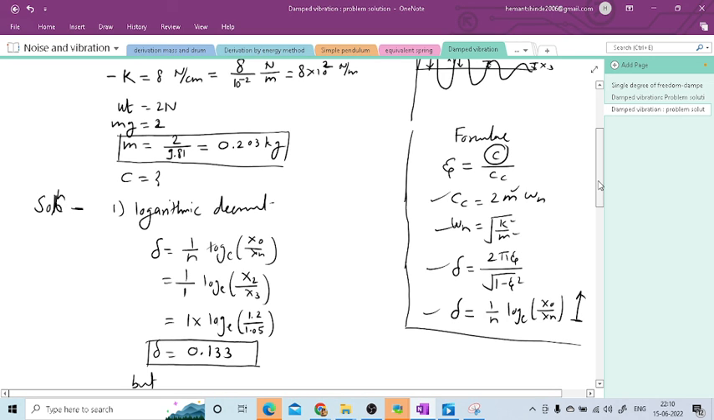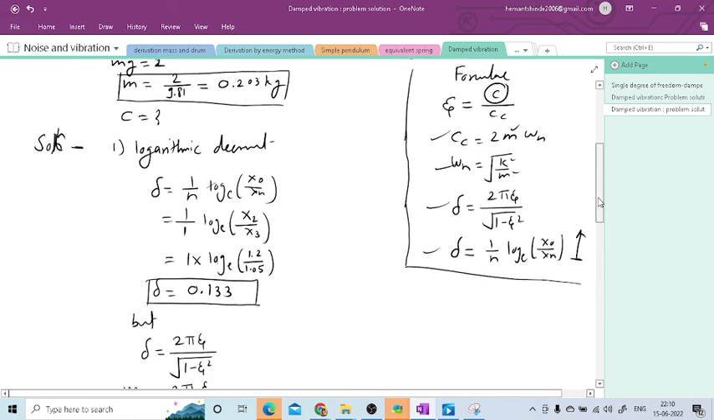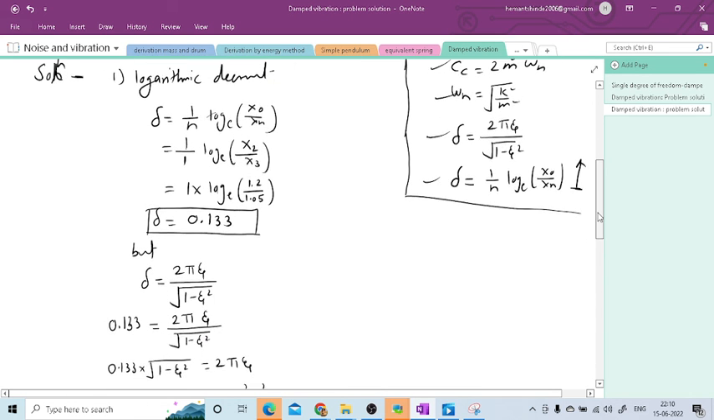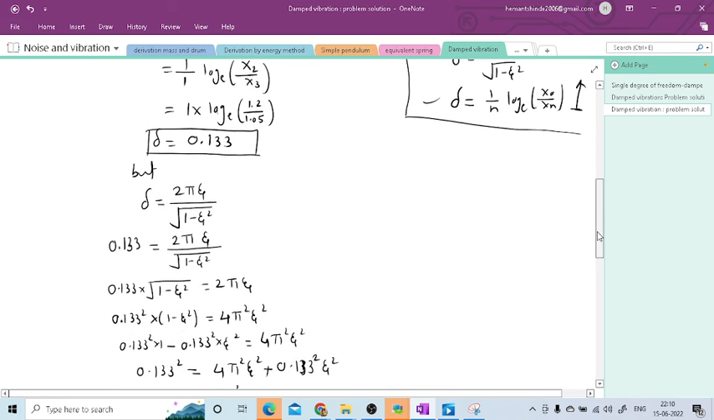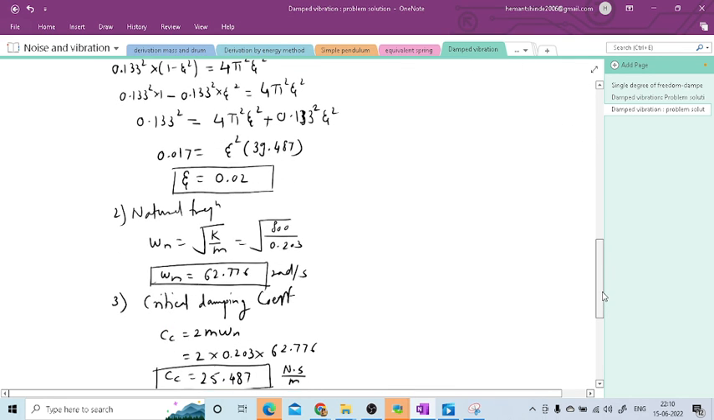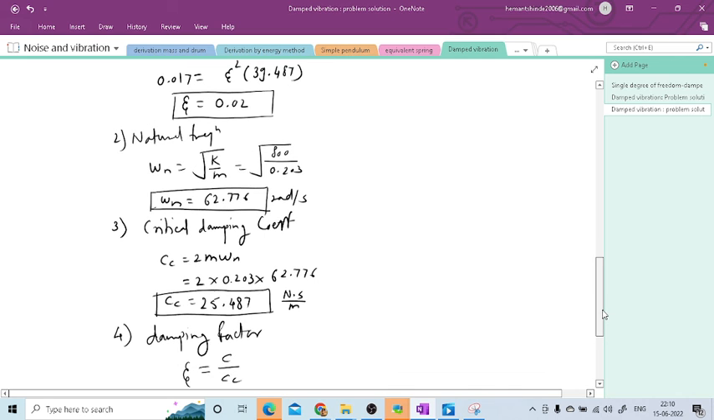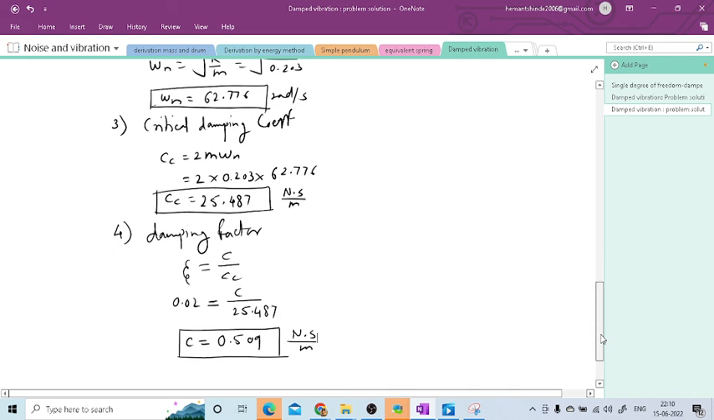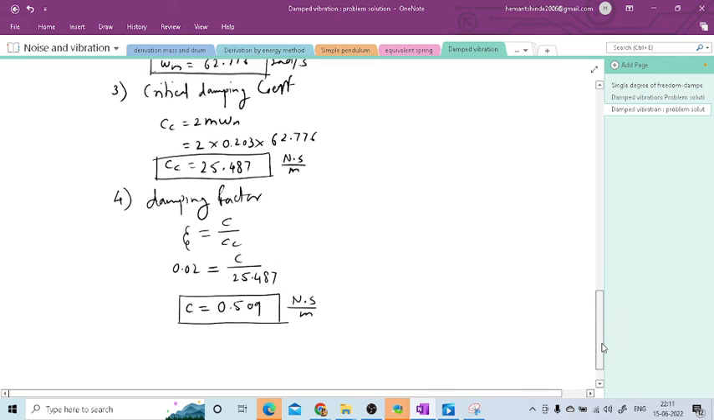So if you see the path from last formula, we have started till the first formula. So by using logarithmic decrement we got delta, from delta we got zeta, and then we got omega n, from omega n we got Cc, and by putting the Cc into zeta we got the value of C.